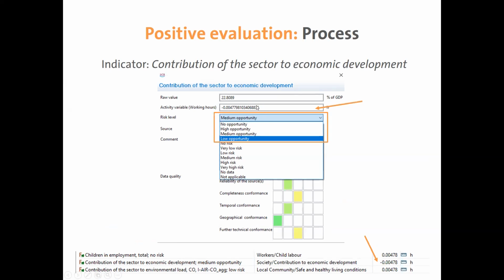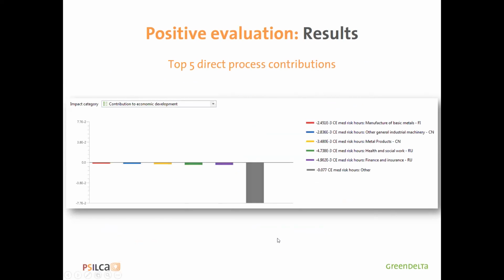So this can be seen here in the documentation window, and also here in the outputs of the process. So the other indicators are negative ones, so this is a positive activity variable, and for positive indicators it's a negative activity variable. So this is how a positive indicator result looks like, regarding, of course, the contribution to economic development. And these are here the top 5 process contributions to the final impact. And we see here that all the contributions, of course, are negative. Because in this case, for this indicator, no negative contributions are expected.